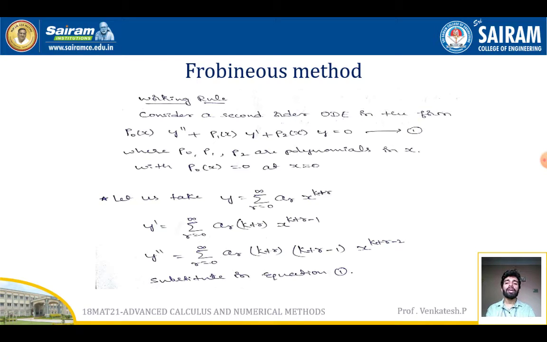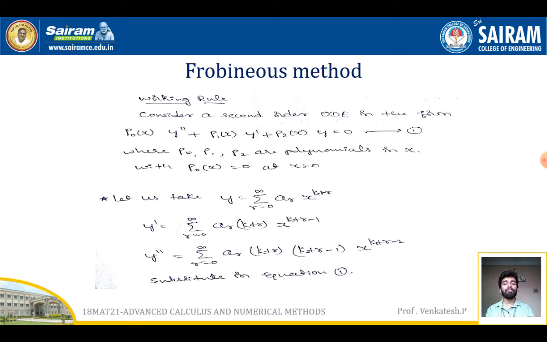Working rule: consider a second order ordinary differential equation in the form p0(x) y'' + p1(x) y' + p2(x) y = 0. Call it equation number 1, where p0, p1, p2 are polynomials in x. To apply the Frobenius method, we have to satisfy the condition p0(x) = 0 at x = 0.